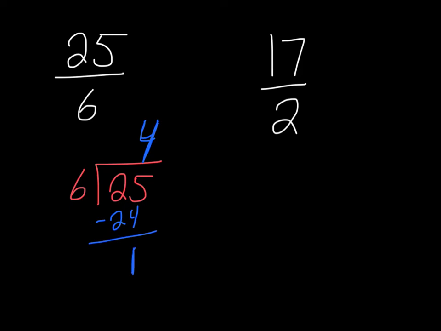That 1 left over is my fraction piece. So I was able to make 4 whole shapes, that's my whole number, with 1 out of the 6 pieces left over that I still needed.